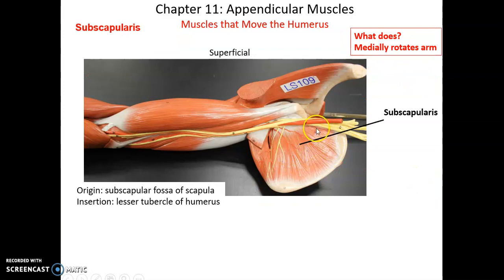And then, if we look on the anterior side of the scapula, we see the subscapularis muscle. It goes from the subscapular fossa of the scapula and inserts into the lesser tubercle of the humerus, and it helps to medially rotate the arm.